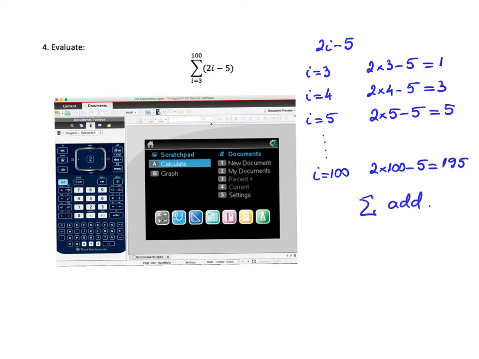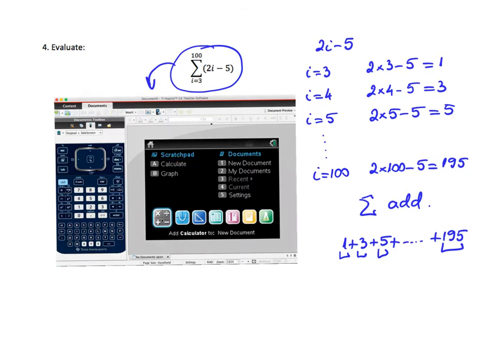So my result will be 1 plus 3 plus 5 plus dots until 195. I could find this sum by using the formula for the sum of an arithmetic sequence, because these terms are in an arithmetic sequence. So this question could be asked in a different context, but for now, I am just asked to find this sum.